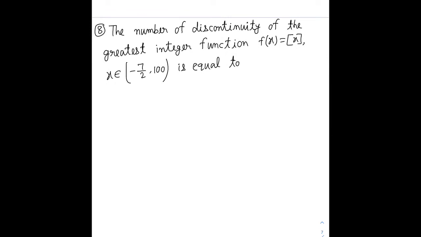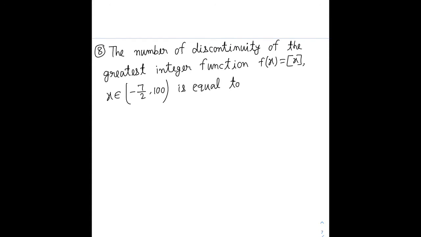Okay. Now we'll discuss question number 8. The number of discontinuities of the greatest integer function f of x equal to the greatest integer function of x, usually represented by square brackets, where x belongs to the open interval minus 7 by 2 to 100. So x is greater than minus 7 by 2 and less than 100, where x cannot be equal to minus 7 by 2 and it cannot be equal to 100 because it is represented by an open interval.